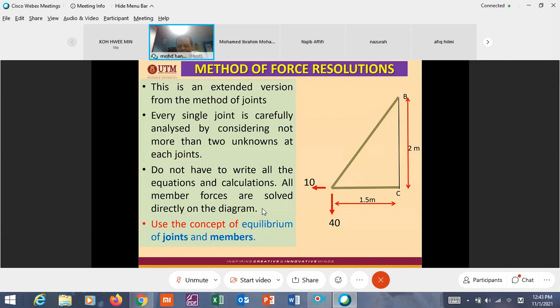I missed something here. Okay. You start with 14. Okay, this one. This is 30, not 10. I forgot this now. So, why is it 30? It is 30 because when you combine 30 and 40, the resultant is collinear with this member.